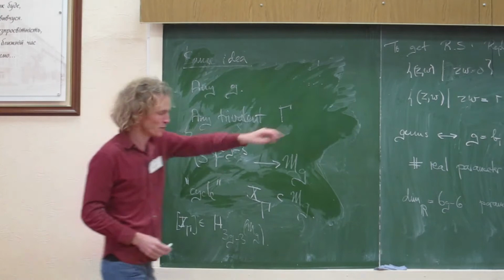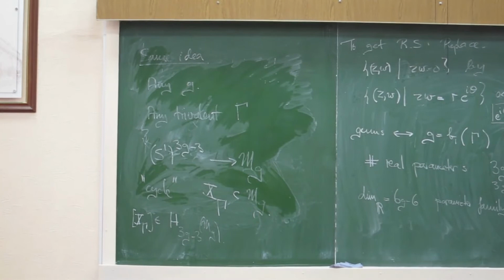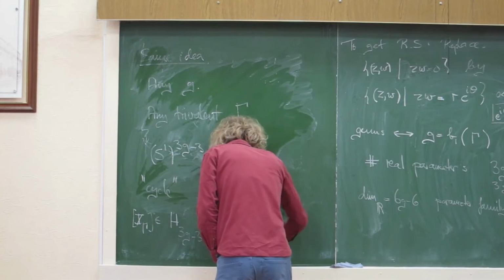It seems difficult to control whether these are zero or not. They could be zero, they're cycles, but they could be boundaries.